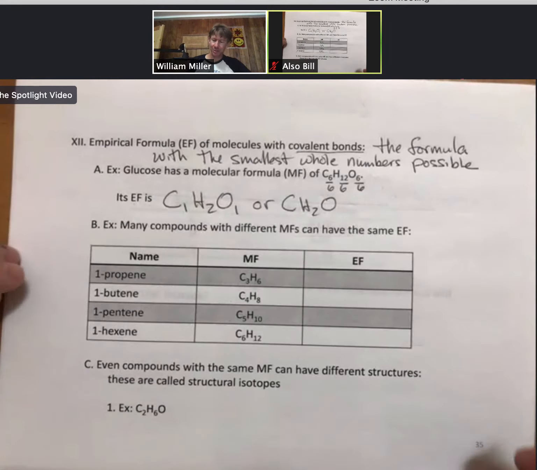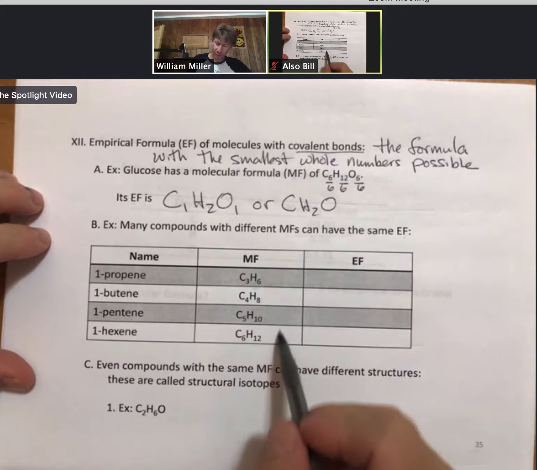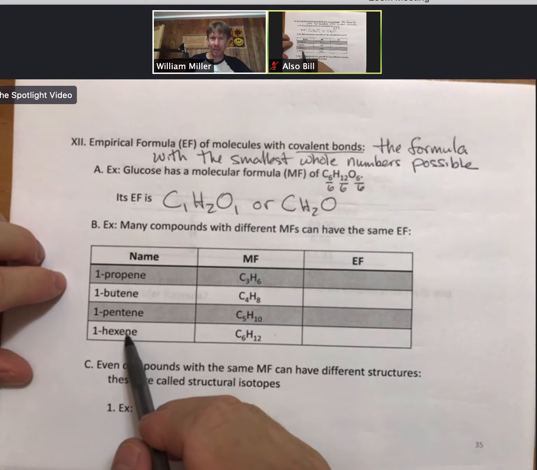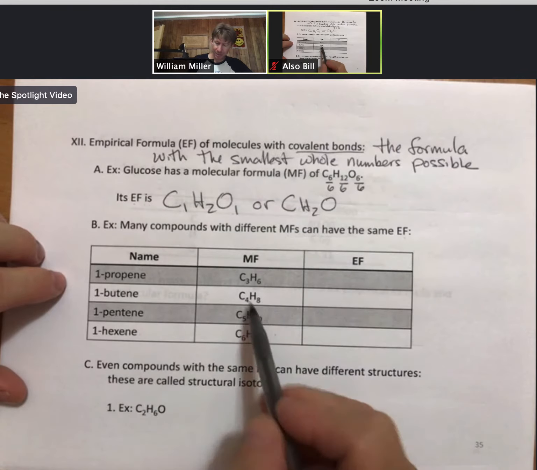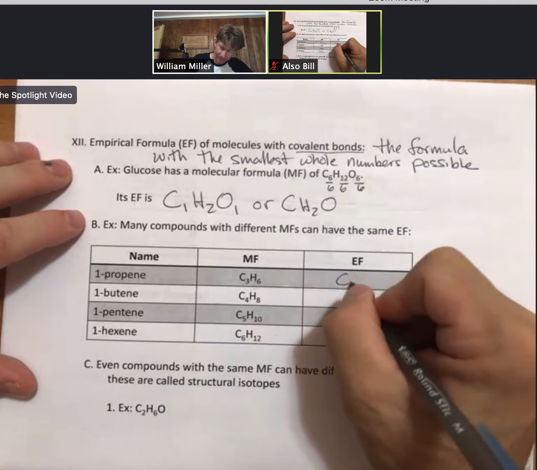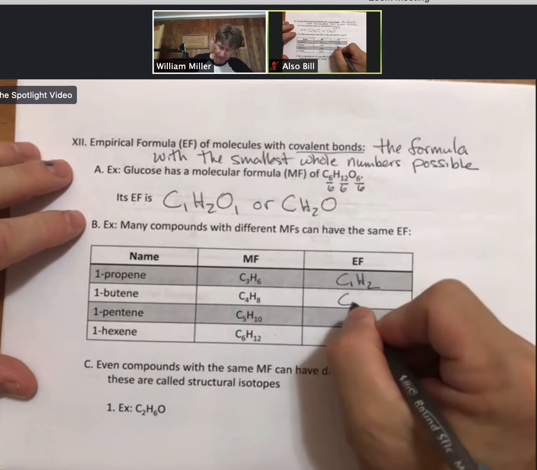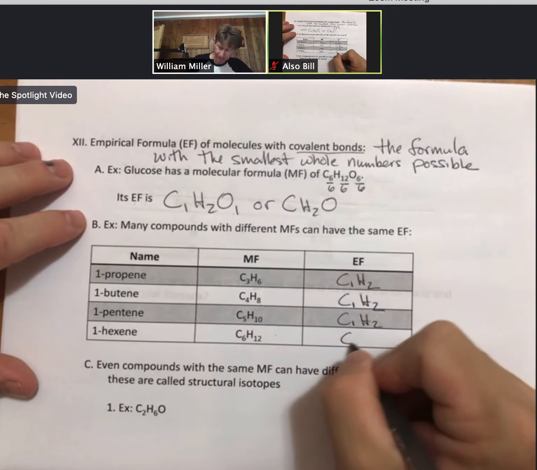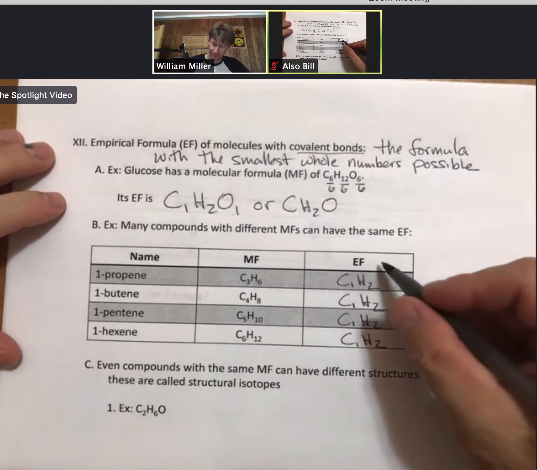Now, many compounds with different molecular formulas can have the same empirical formula. I'm showing 4 of them right here, and you don't have to know the names. The names are only here so that you can tell these are different compounds. But you can see that both of the numbers in C3H6 can be divided by 3. C4H8 can be divided by 4, etc. So all of these compounds have the same empirical formula.